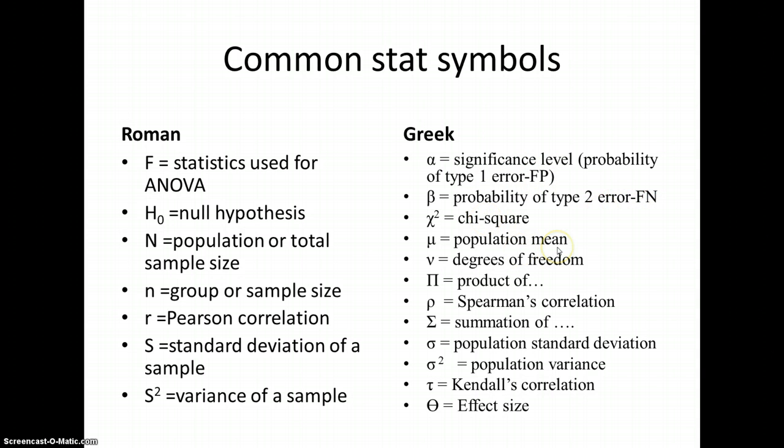Your chi-squares we talked about in the previous section. Population mean, degrees of freedom, your Spearman's correlation, summation, your population standard deviation and variance, which you're going to notice that deviation and variance are basically the same thing, except variance is a square of the deviation. Your Kendall's correlation, and then your effect size. So get used to these symbols. If you want to print this out and keep it as a handy cheat sheet, that's fine too.